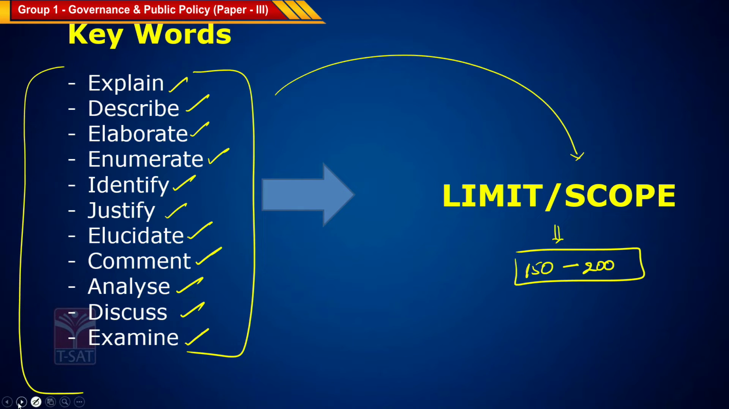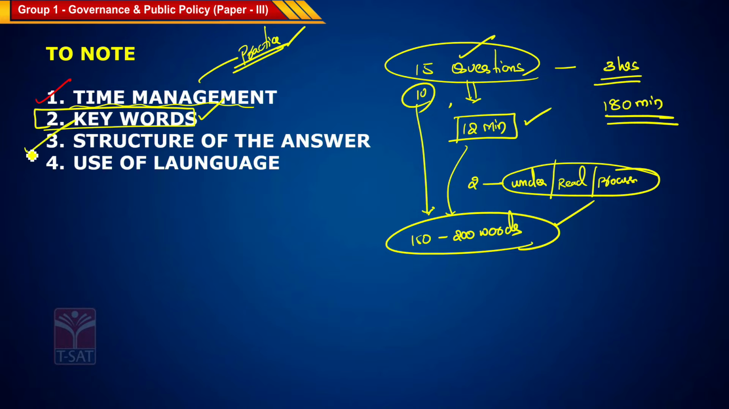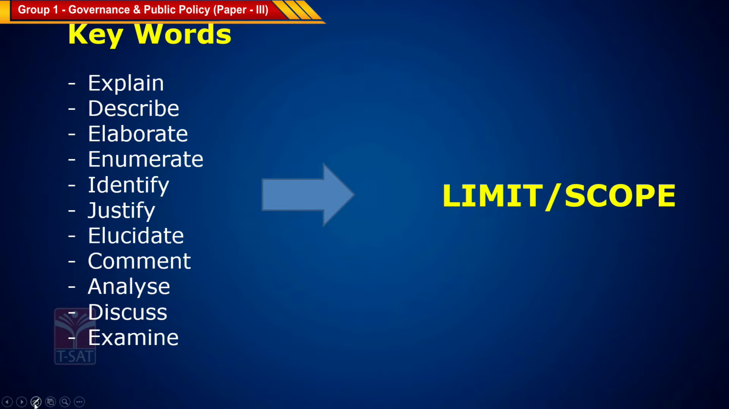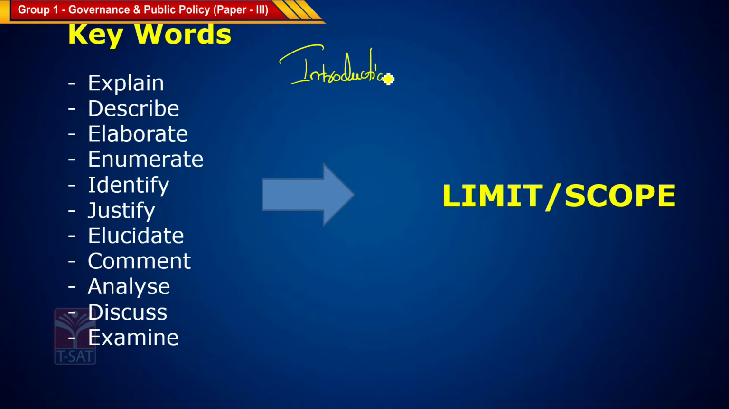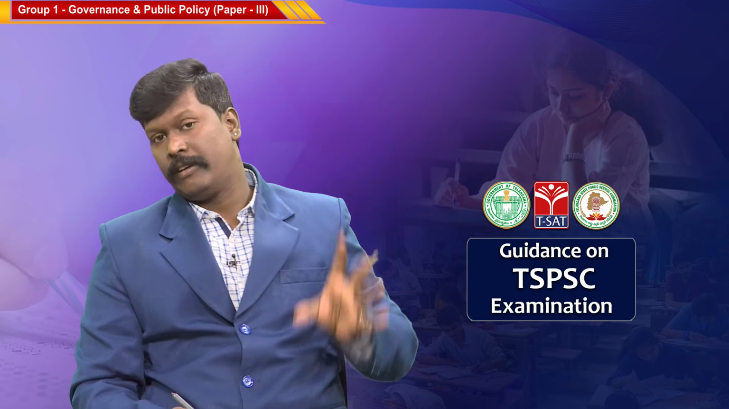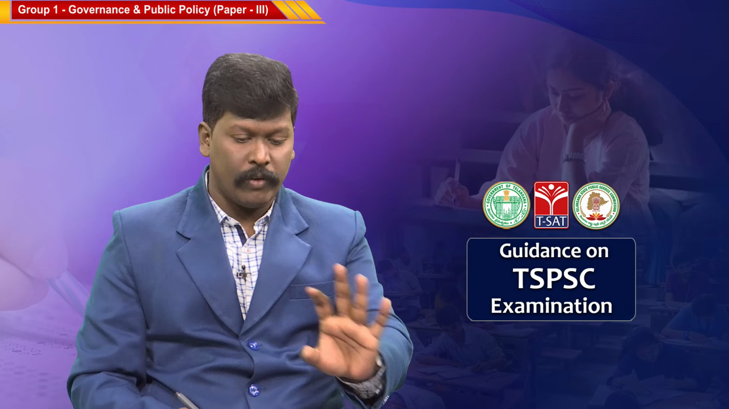This is the second thing which you should note. The third one is the structure of the answer. Sir, what is the structure of the answer? See, when you take up any question, every question has a structure you should follow. The first one is your introduction. Then you have your subject. Then after the subject you have your conclusion. So, introduction, subject and conclusion. These are the three things which are important while writing an answer. Please follow this.